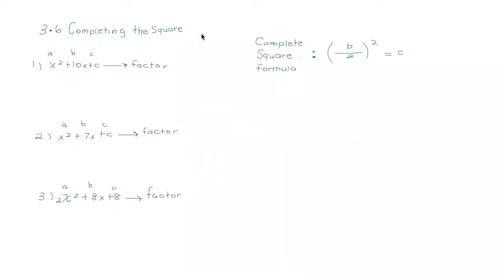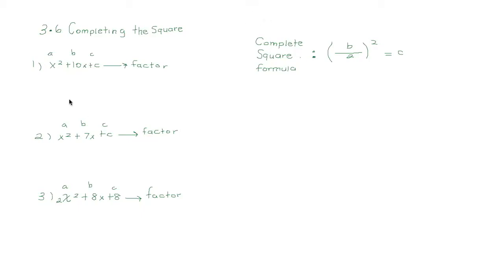So before we go over these three examples, the complete the square formula is (b/2) squared equals c. And so the goal of these questions is to find the value of c so then we can factor the overall equations.